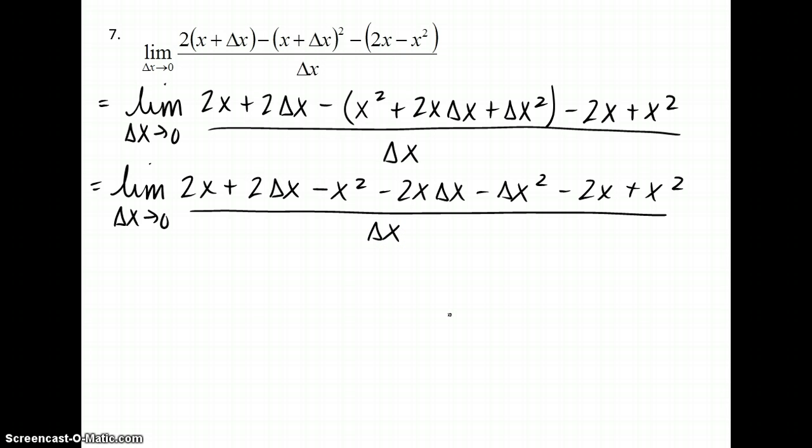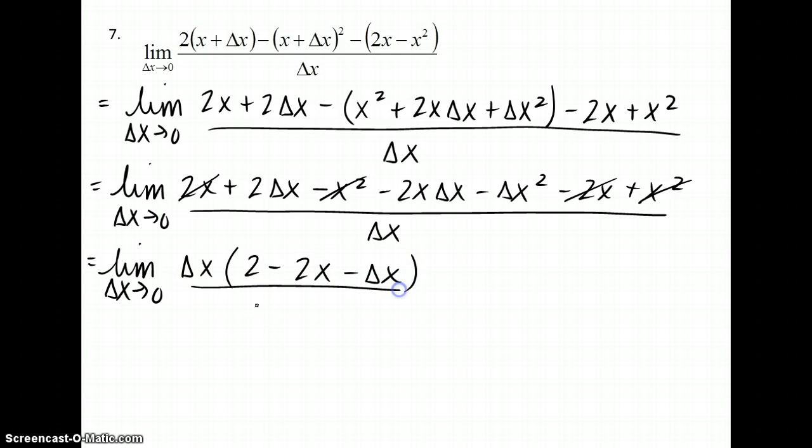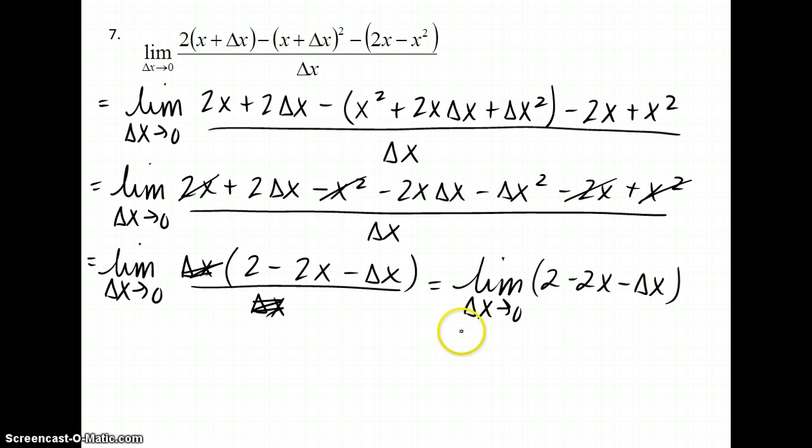Okay, now crossing out the terms, 2x minus 2x, x squared minus x squared. Each remaining term in the numerator has a delta x, so we can factor that out. Now we've canceled the delta x's on the top and bottom. We get the limit as delta x approaches 0 of 2 minus 2x minus delta x. So making a direct substitution of 0 for delta x, we get 2 minus 2x is the limit. And then again in chapter 2, we know that this is the derivative.